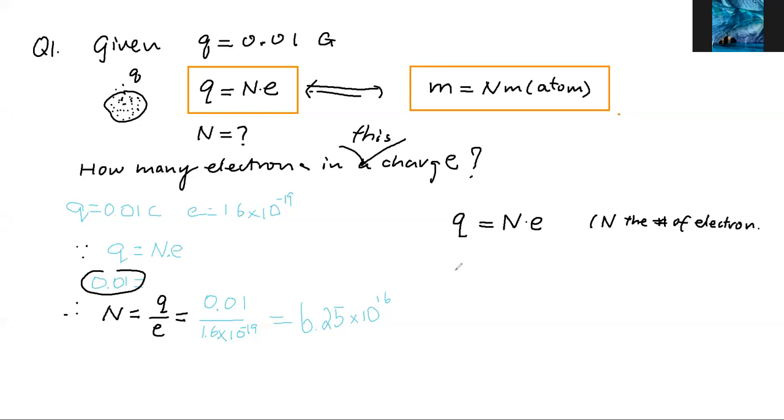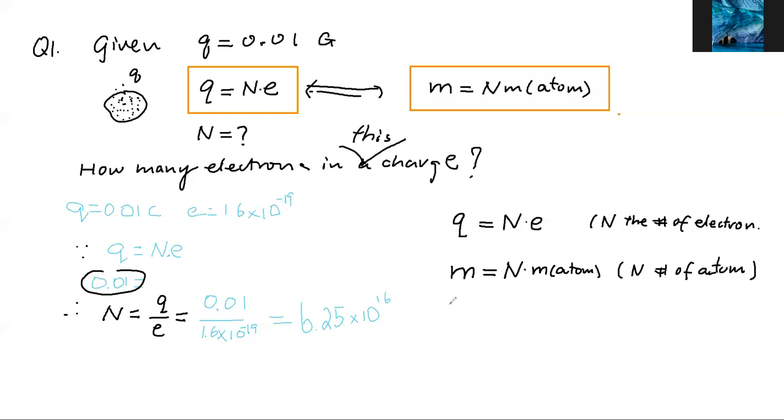Okay. Now similarly for the mass, say the mass of hydrogen. So for the mass of the gas, for example, that will equal the number of atoms times the mass of atom. So in this case, N is the number of atoms, okay?